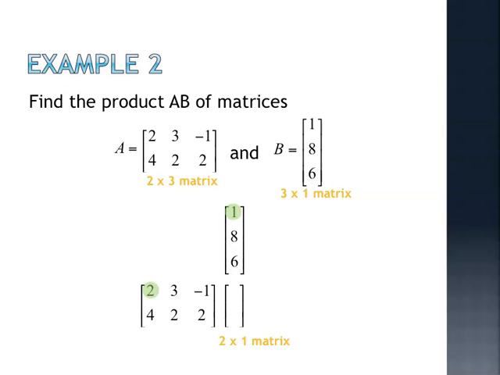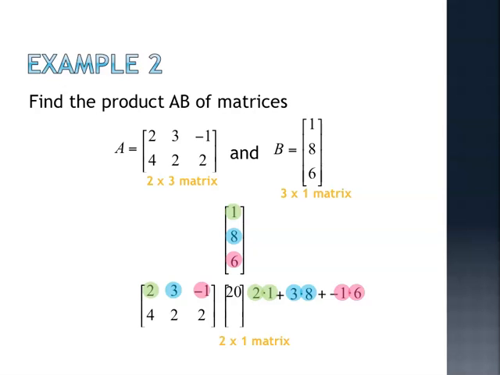We're at the first row, first element, and the first column, first element, and we're going to multiply those two together. Then you take the second element in the first row and multiply it by the second element in the first column. And then you do the same with the -1 and the 6, the third element in the first row and the third element in the first column. Once you've multiplied all of those together, you're going to add them. So 2 times 1 plus 3 times 8 plus -1 times 6. So we have 2 plus 24 plus -6, which is equal to 20.